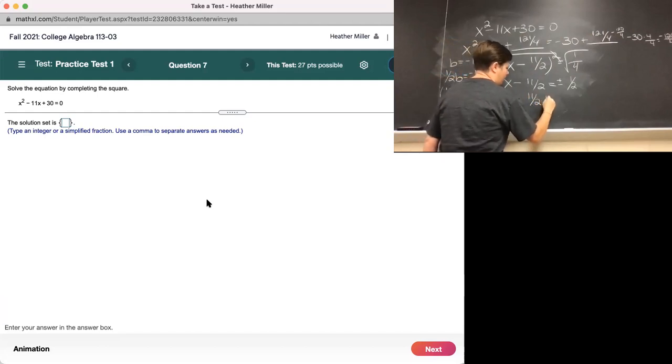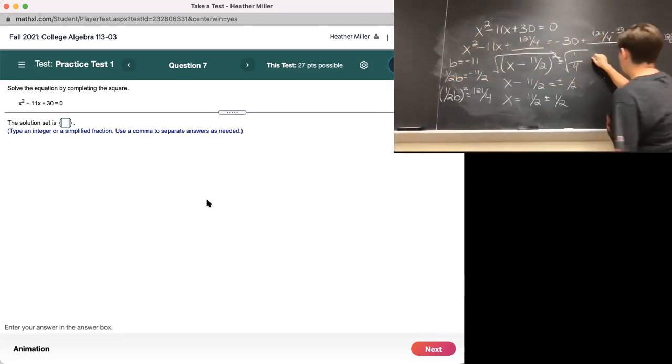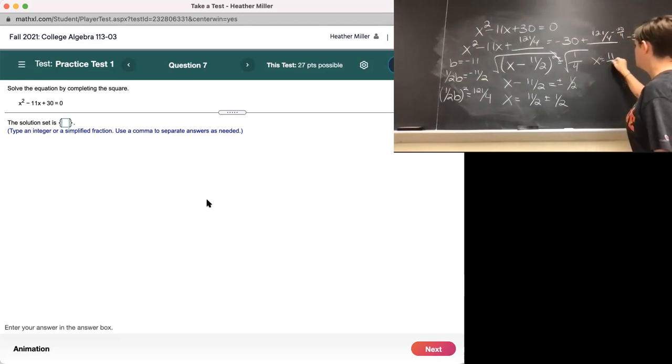So I have 11/2 plus or minus 1/2. Well, obviously I need to combine these and subtract these. So over here I have x equals 11/2 plus 1/2. That's 12/2. Well, 12 over 2 reduces down to 6. Or I have x equals 11/2 minus 1/2.